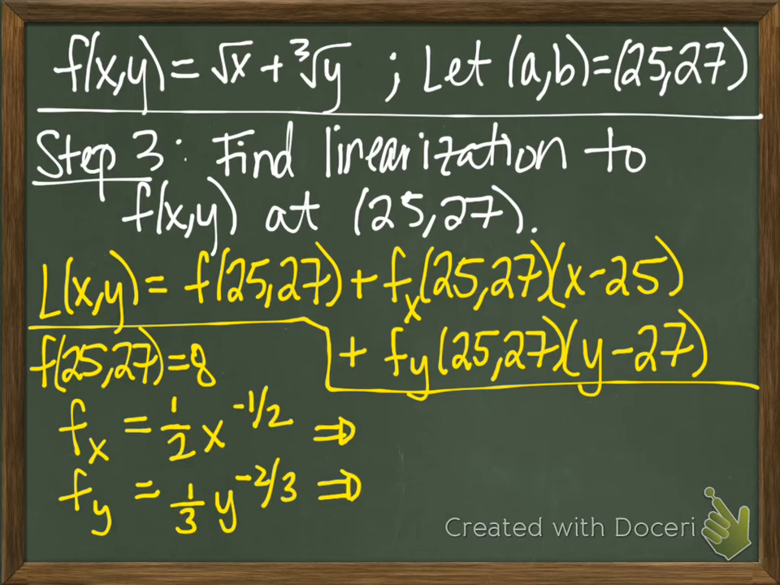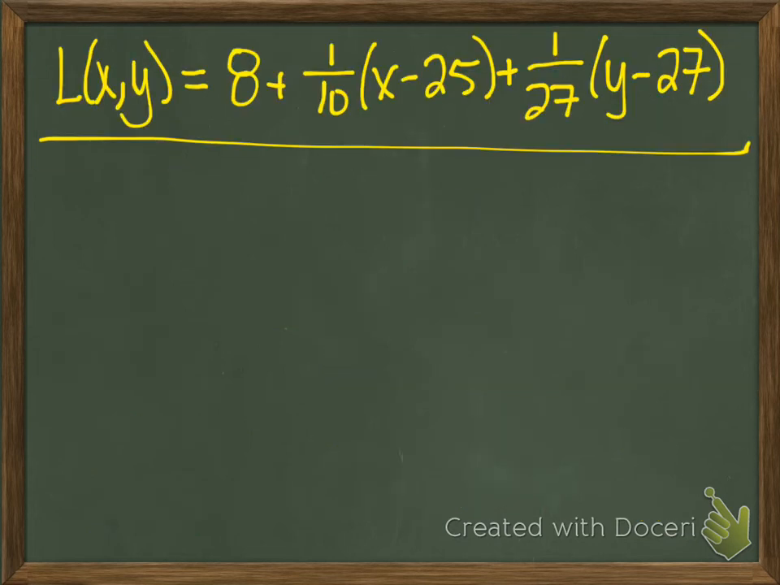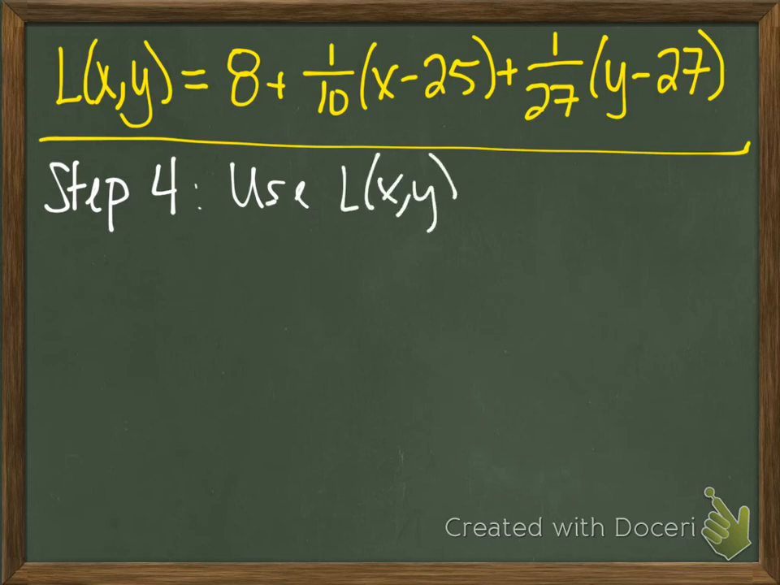Here's the partial of f with respect to x and with respect to y. Now if we evaluate that at the point we're linearizing around, we can see that if we start at (25, 27) and move in the positive x direction, the function is increasing with a slope of 1/10. If we move in the y direction, the function is increasing with a slope of 1/27. Plugging this back into our linearization equation, we get the linearization around the point (25, 27). If we step somewhere nearby, this is going to be a good approximation for the actual value of the function.